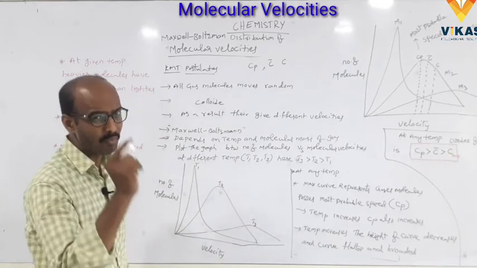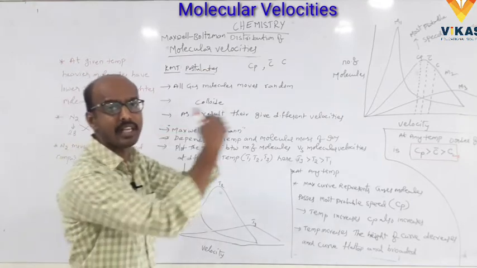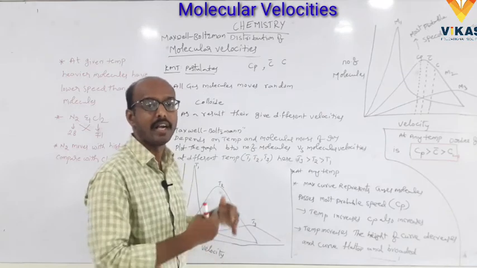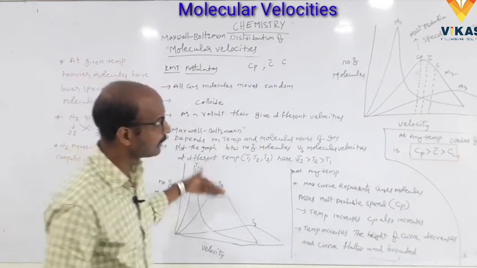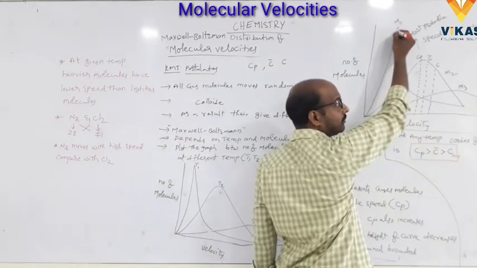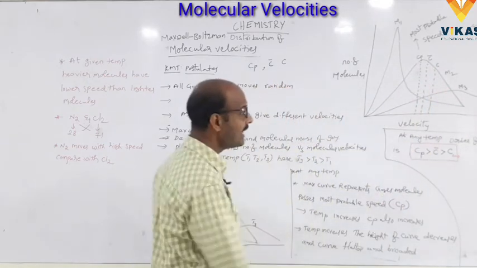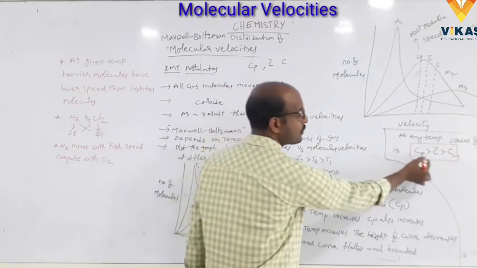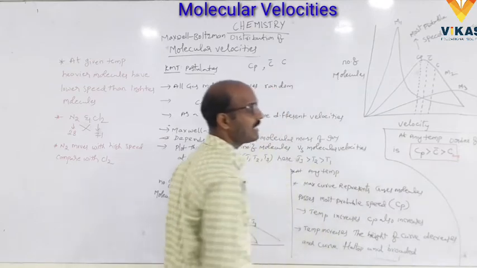So that is the only one point in the Maxwell-Boltzmann distribution of molecular velocity. As the temperature increases, the curve's maximum decreases, and the curve becomes flattened and finally broadened. At any temperature, the relation of the most probable speed, average velocity and RMS velocity is: most probable speed is less than average velocity, which is less than RMS velocity.